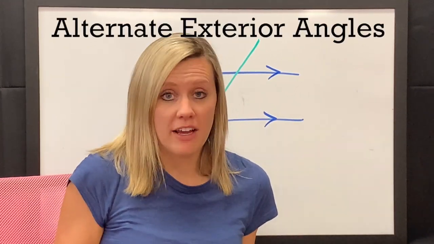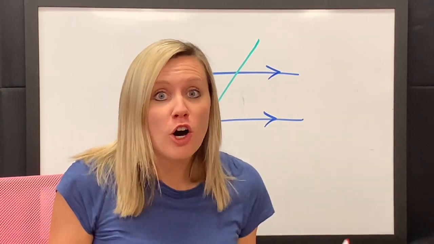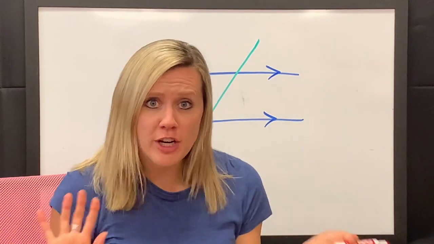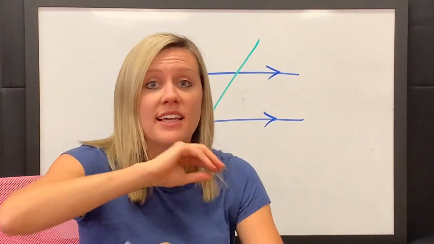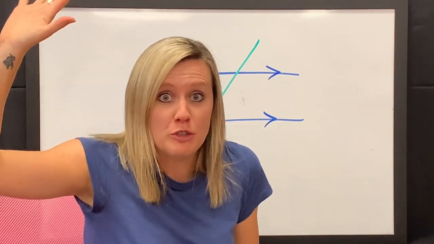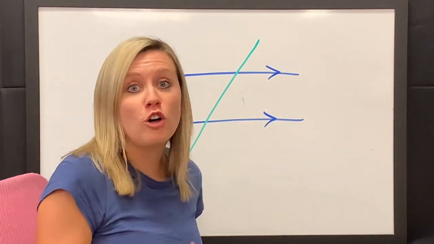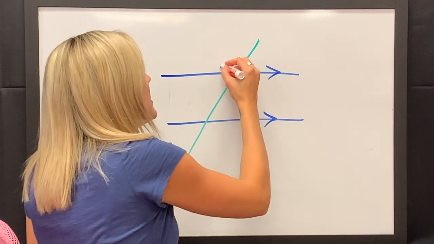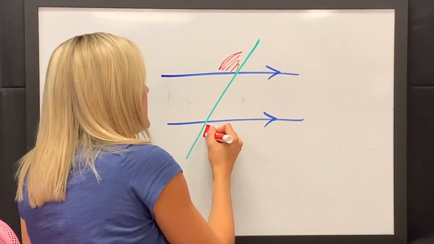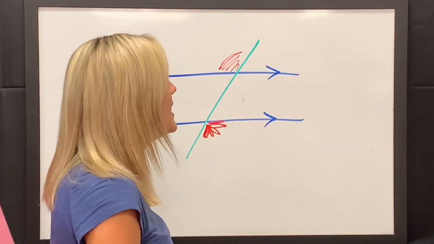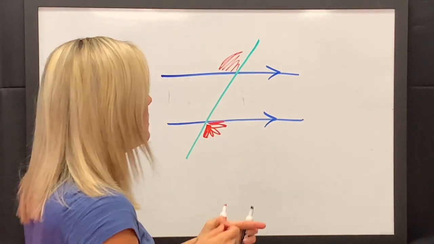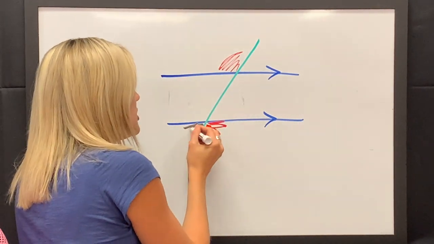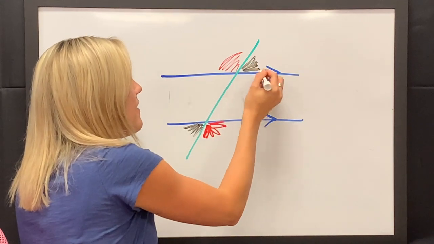This time, we're going to talk about alternate exterior angles. So just like what I've been saying, alternate means on opposite sides of the transversal, and exterior, that is not going to be in between the two parallel lines. Those are going to be the angles outside of the two parallel lines. So an example of alternate exterior angles would be this angle here and this angle here. Alternate exterior. They are on opposite sides of the transversal and they are outside of the parallel lines. Another set of alternate exterior angles would be this one here and this one here.